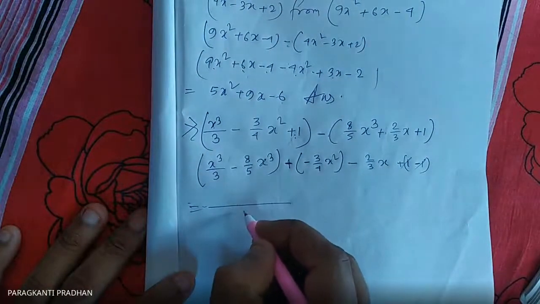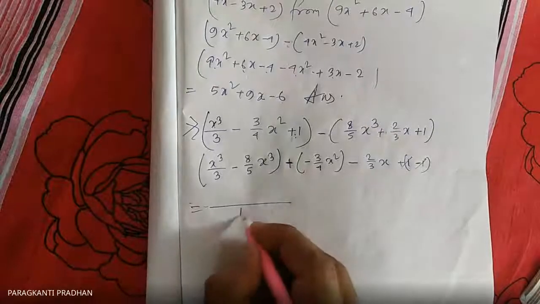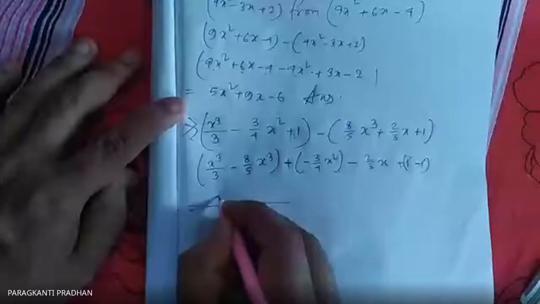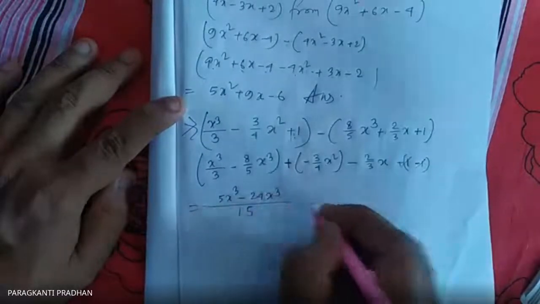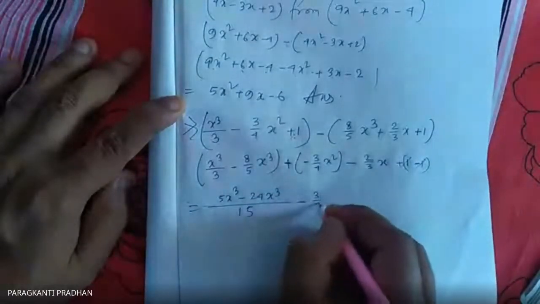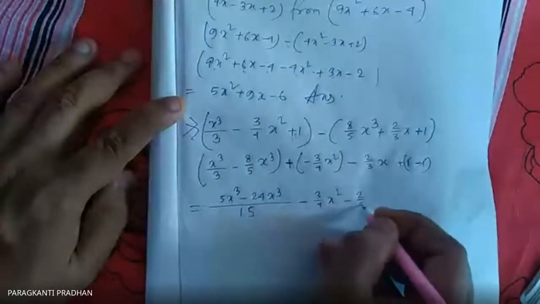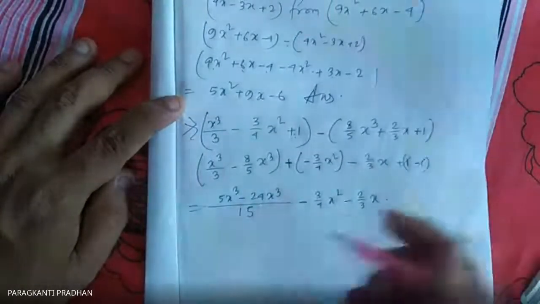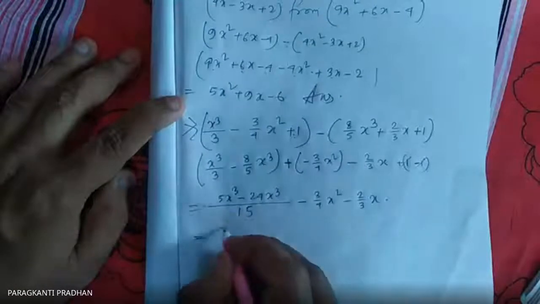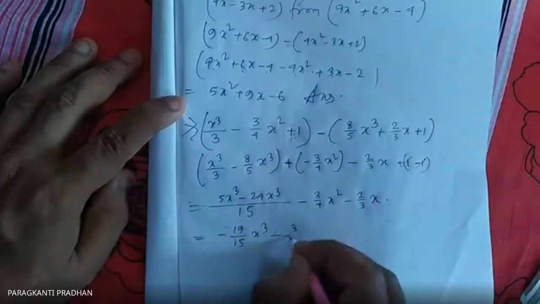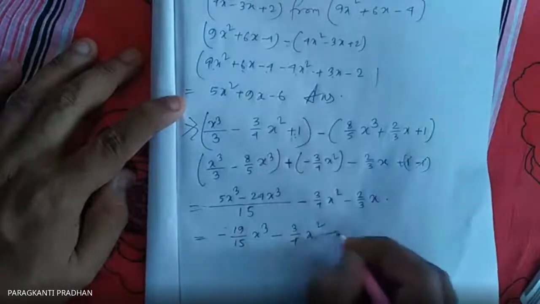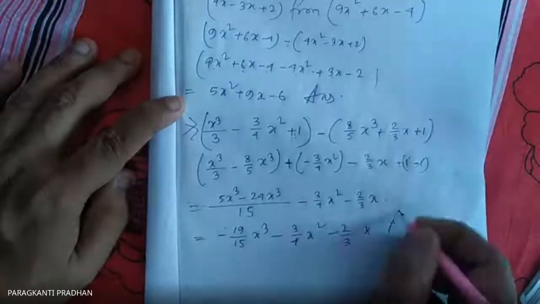The LCM will be what? 15. Very good. This is 5x cube minus 24x cube minus 3 by 4x square minus 2 by 3x plus 0, no need to write, and this is minus 19 by 15 x cube minus 3 by 4 x square minus 2 by 3 x. This is the answer.